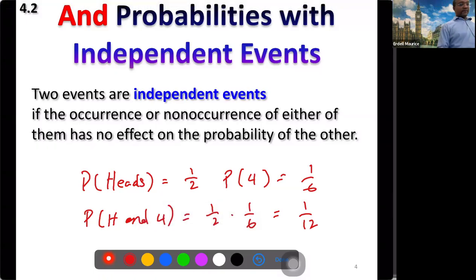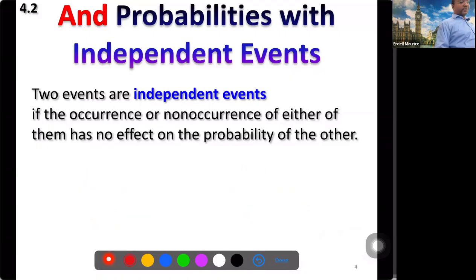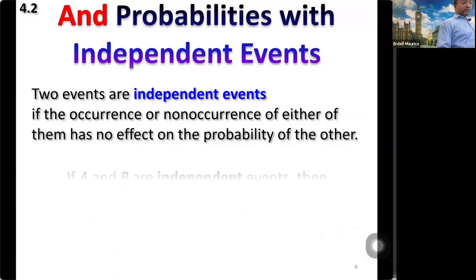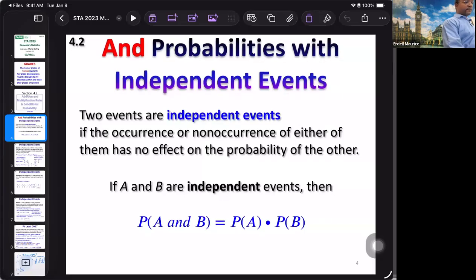And so the probability of getting a heads is 1/2. The probability of 4 is 1 out of 6. The probability of getting heads and a 4 is going to be 1 out of 12. Questions there? I can actually show this to you pictorially. I need to close this and then put it back up again.